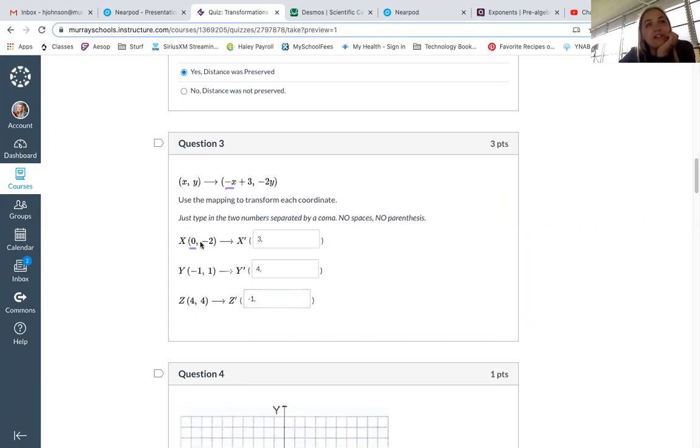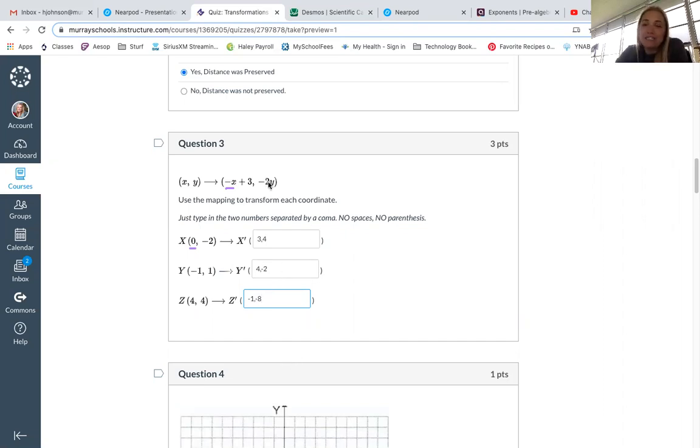So if my y value is already negative 2, I do negative 2 times negative 2, and that gives me positive 4. Then negative 2 times 1 gives me negative 2, and negative 2 times 4 is negative 8. So there are our x and our y values.